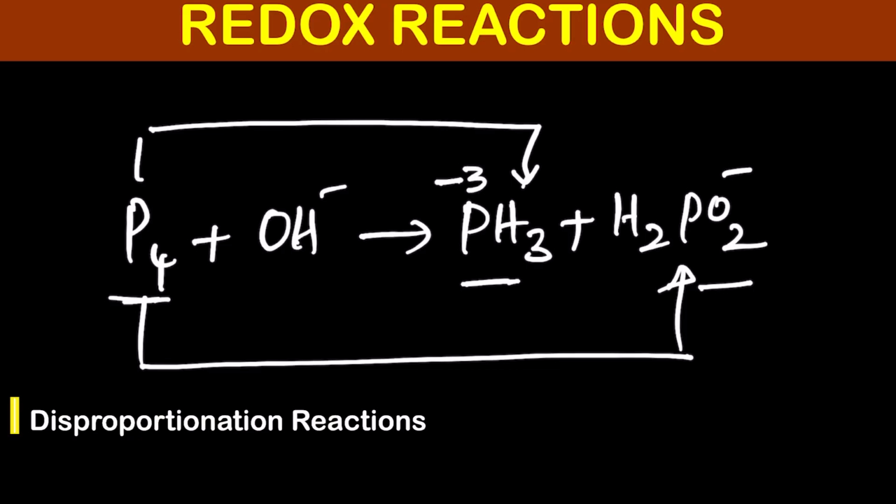Such redox reactions in which a single species undergoes both oxidation as well as reduction, we call them as disproportionation reactions. Here the oxidation state is -3, here the oxidation state is +1, 0 to -3 this is reduction, 0 to +1 this is oxidation.